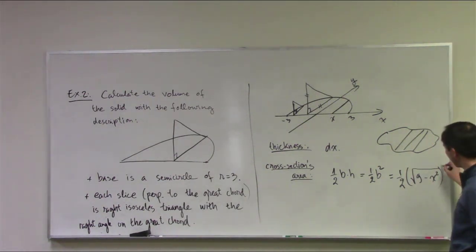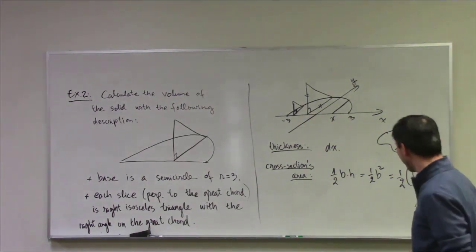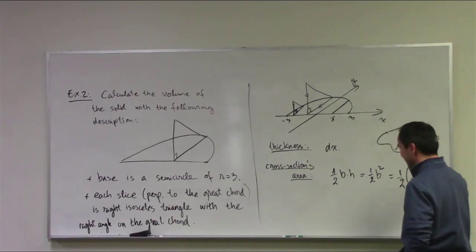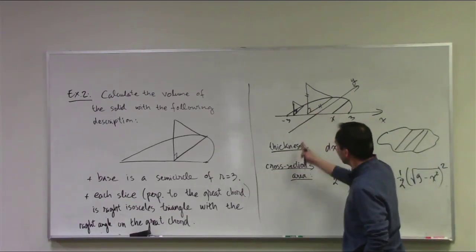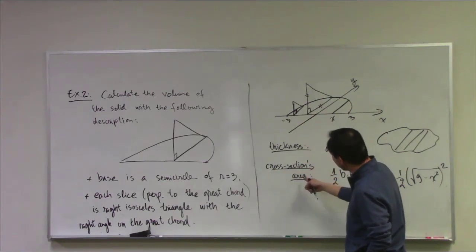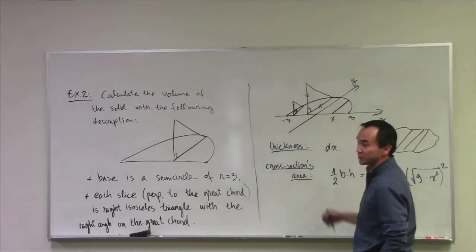But this time we square that, you know what I'm saying? And then multiply with 1/2. So that is a formula for this problem to get the cross section anywhere. You've got the cross section's area anywhere you put your slide, at any x value that you put your slide.